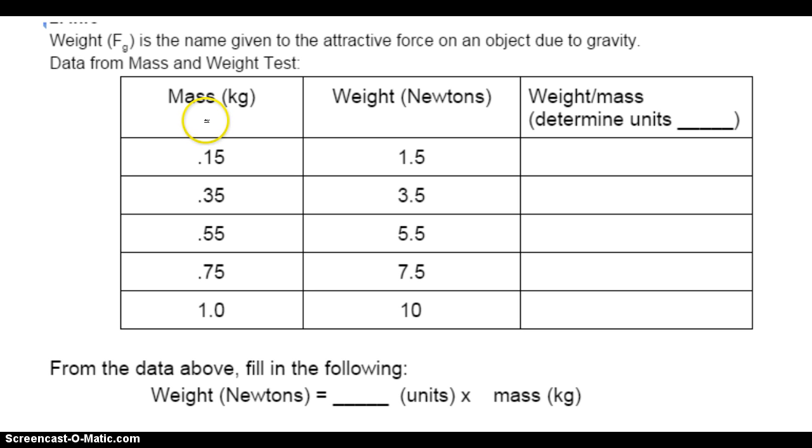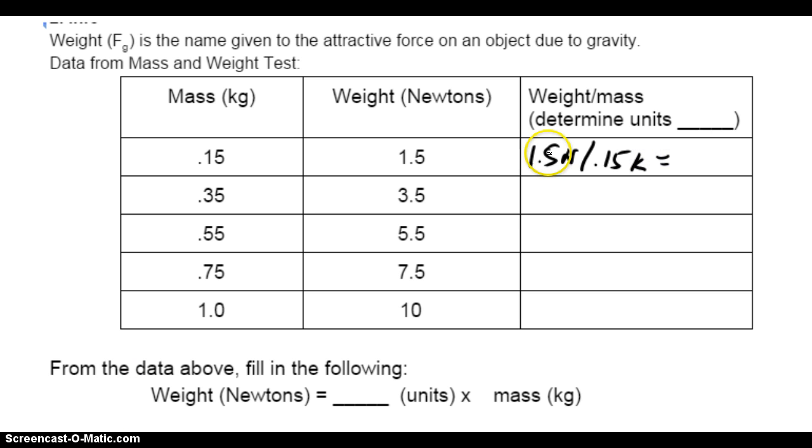Mass, of course, is how much stuff is there. Weight is the pull on it toward the center of the Earth or to another object. And as we expect, an object that's more massive also has more weight. Let's take a look at that weight versus mass ratio. In this case, we have 1.5 newtons divided by 0.15 kilograms.